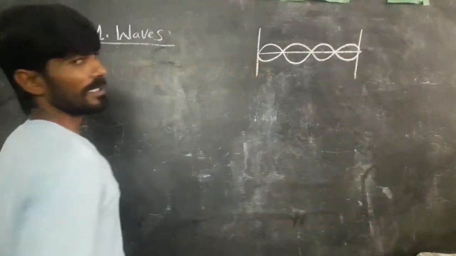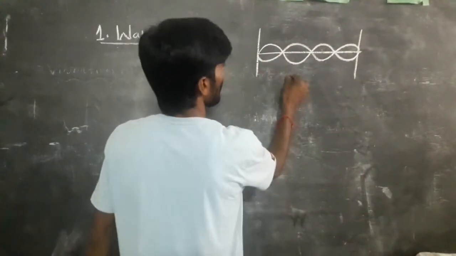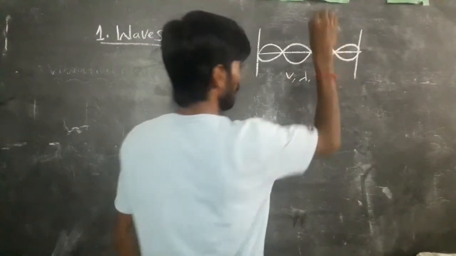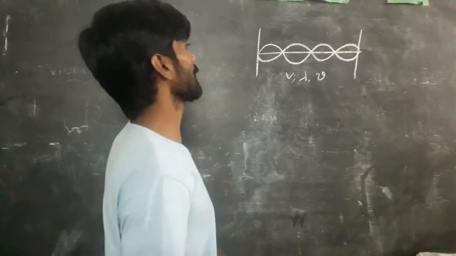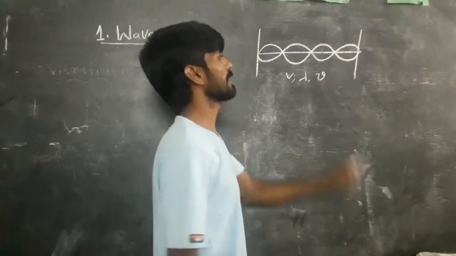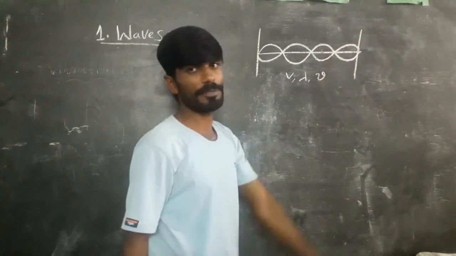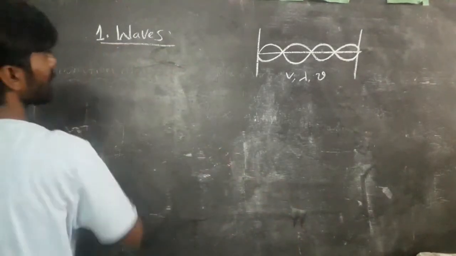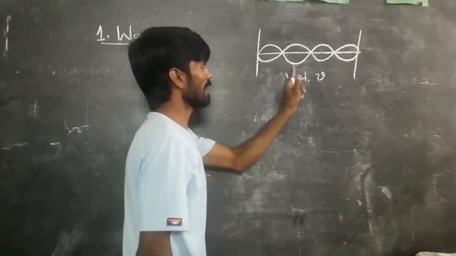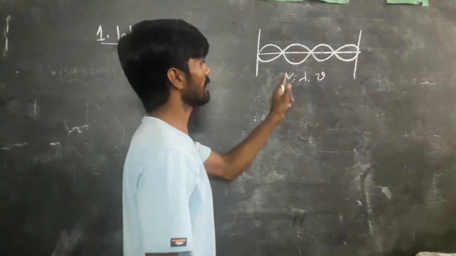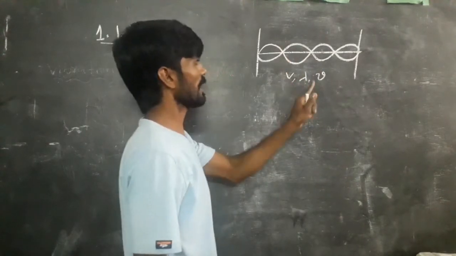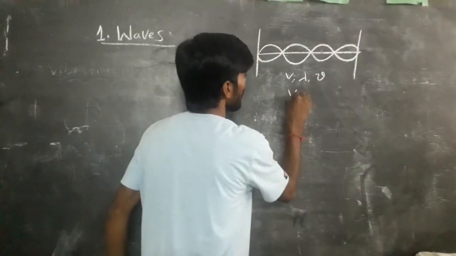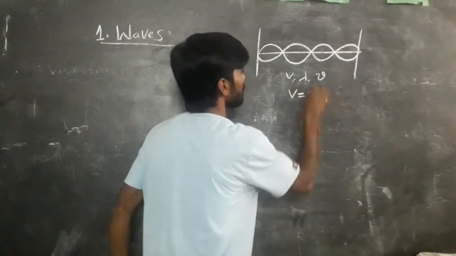So now I am taking this stationary wave moving with velocity v, wavelength lambda and frequency mu. Any one wave is moving with velocity v, wavelength lambda and frequency mu. Here is the general relation between wave velocity, wavelength and frequency: v is equal to mu lambda.